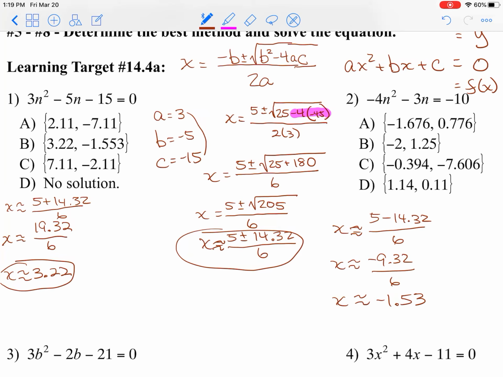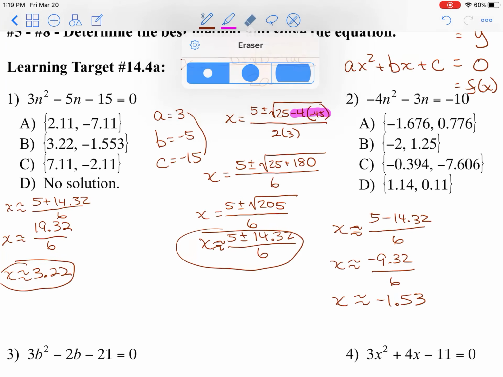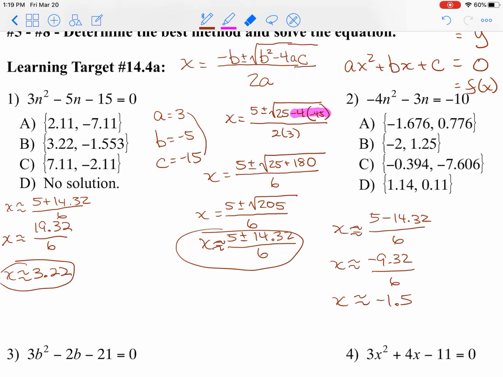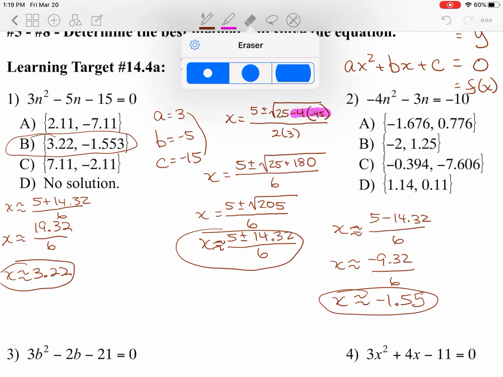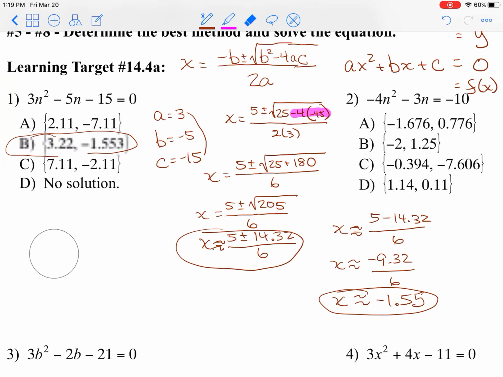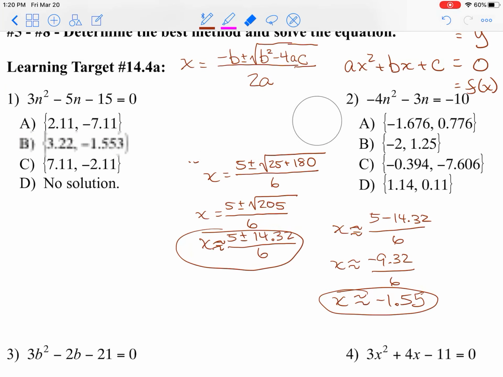Oh, I read that incorrectly. It's 1.553. So let me make that change. So that'd be 1.55. So then, obviously, my answer is B. All right. Let's erase that and do another one.